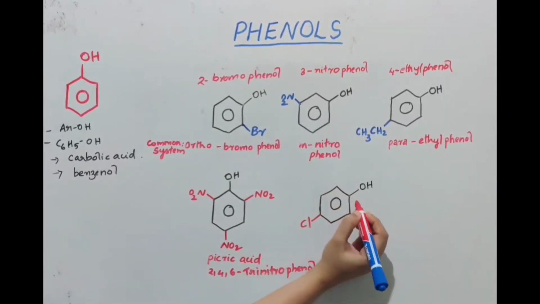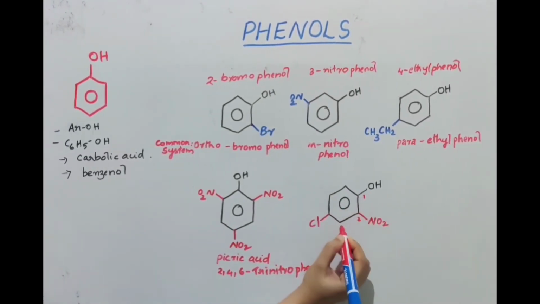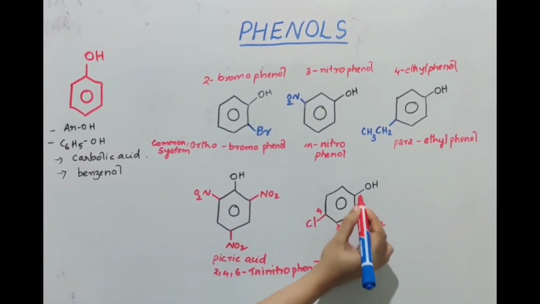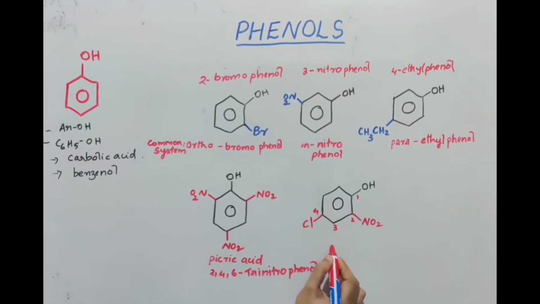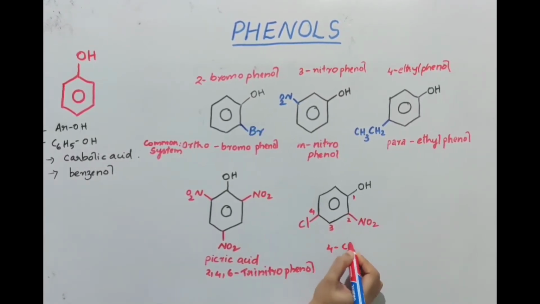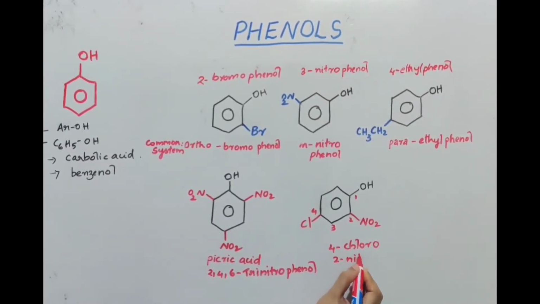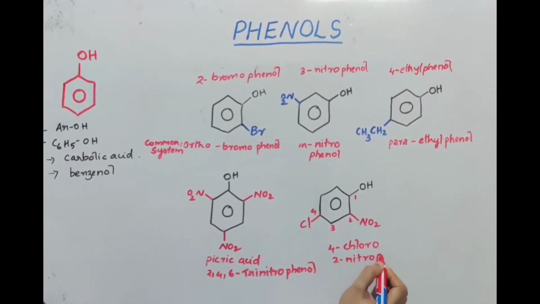Next one. We can number it 1, 2, 3, 4. First of all, we can write 4 chloro, 2 nitrophenol.